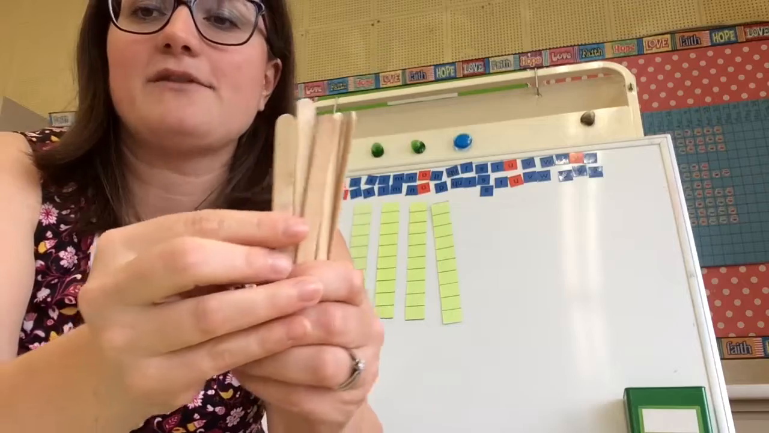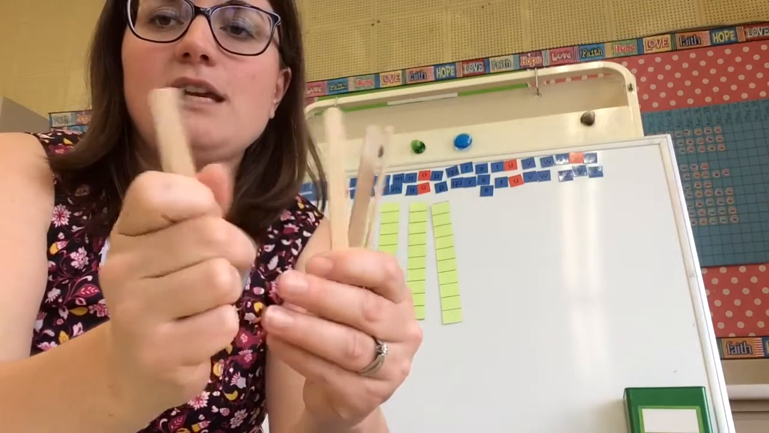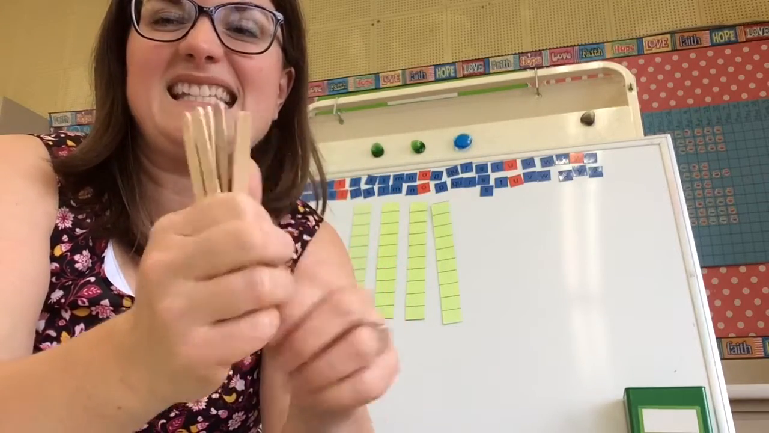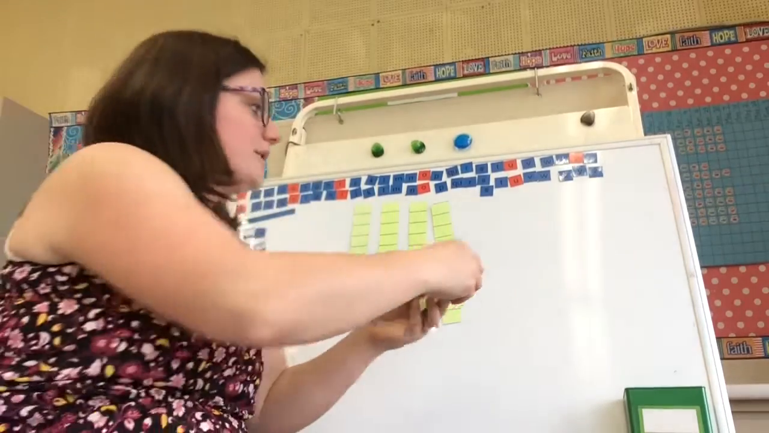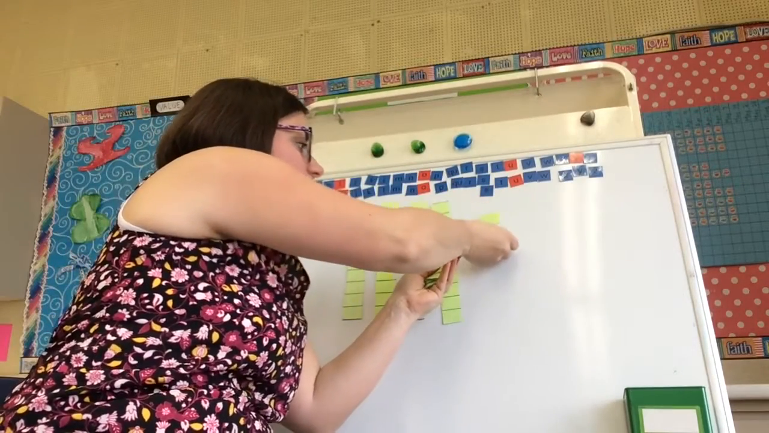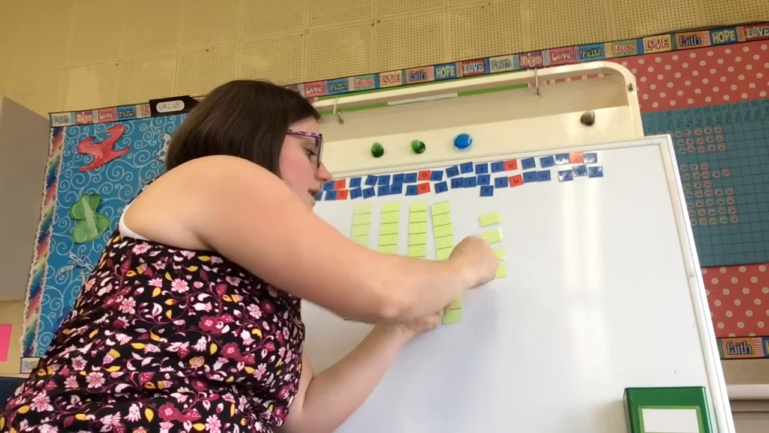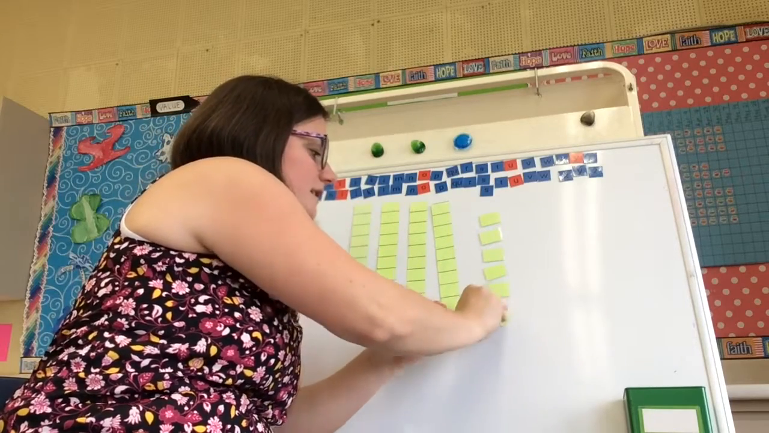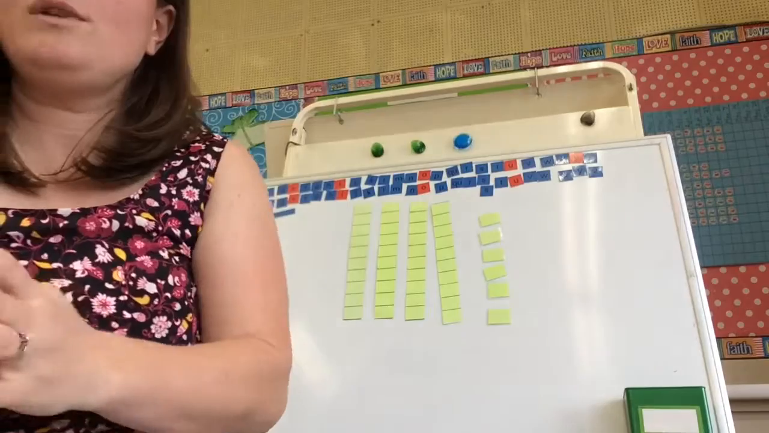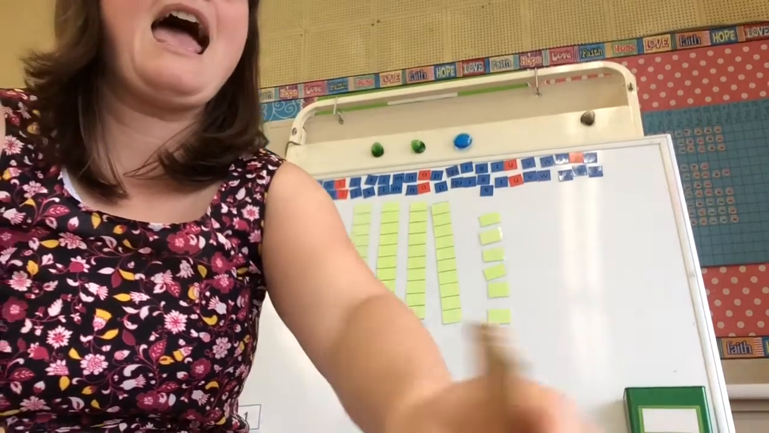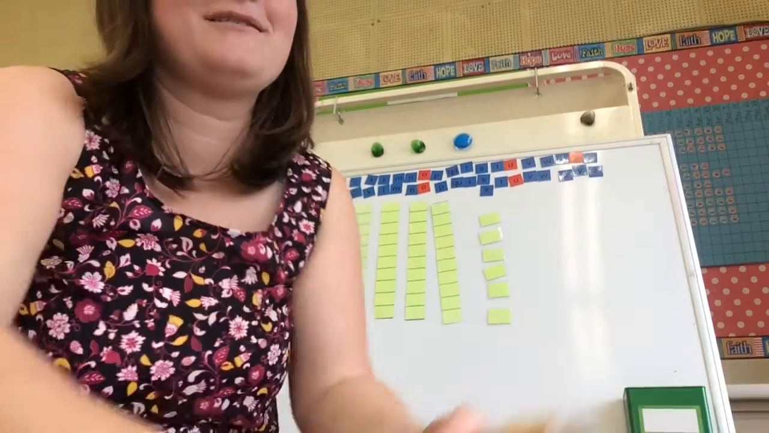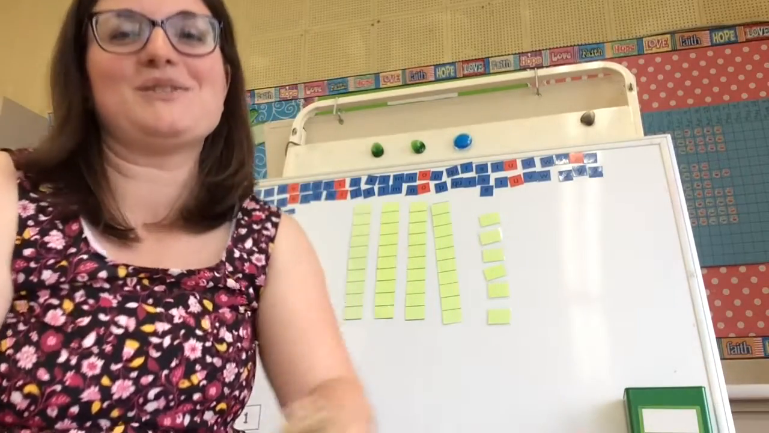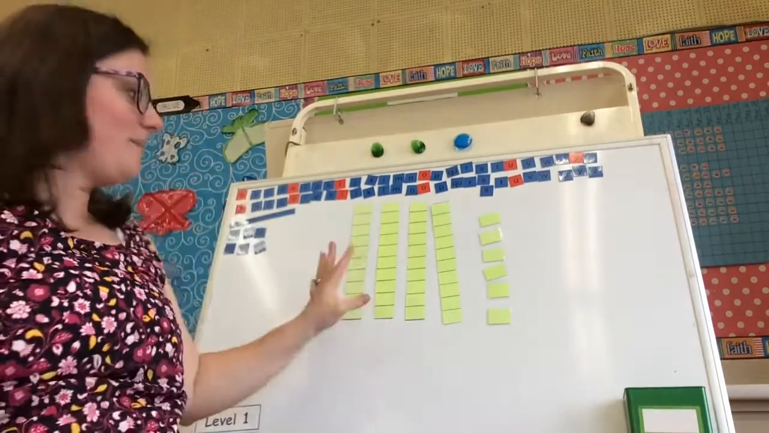And how many do I have left? 1, 2, 3, 4, 5, 6. I don't have enough for another group of 10, so I'm going to put 6 up here. 1, 2, 3, 4, 5, 6. Who can tell me how many popsicle sticks I have? How many popsicle sticks do I have? Who can tell me up here?